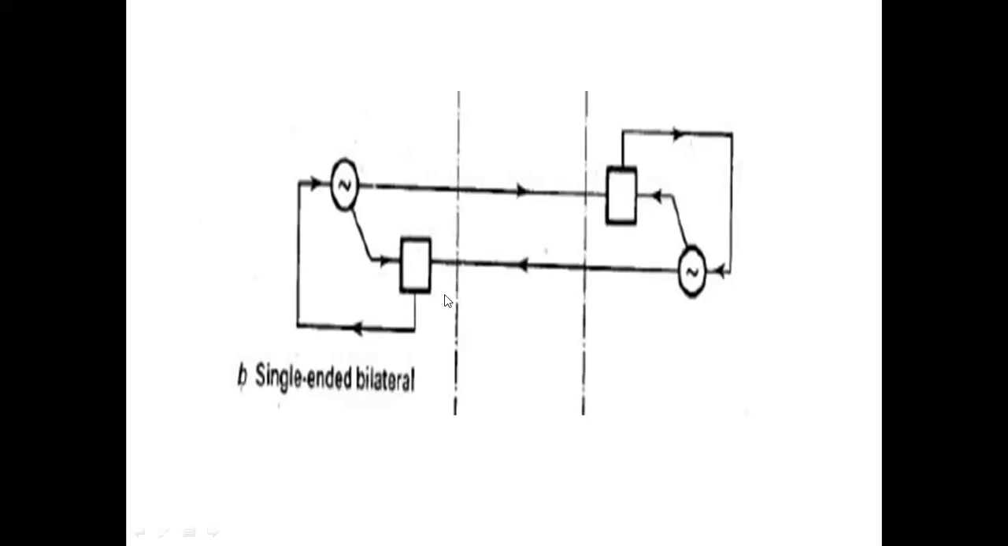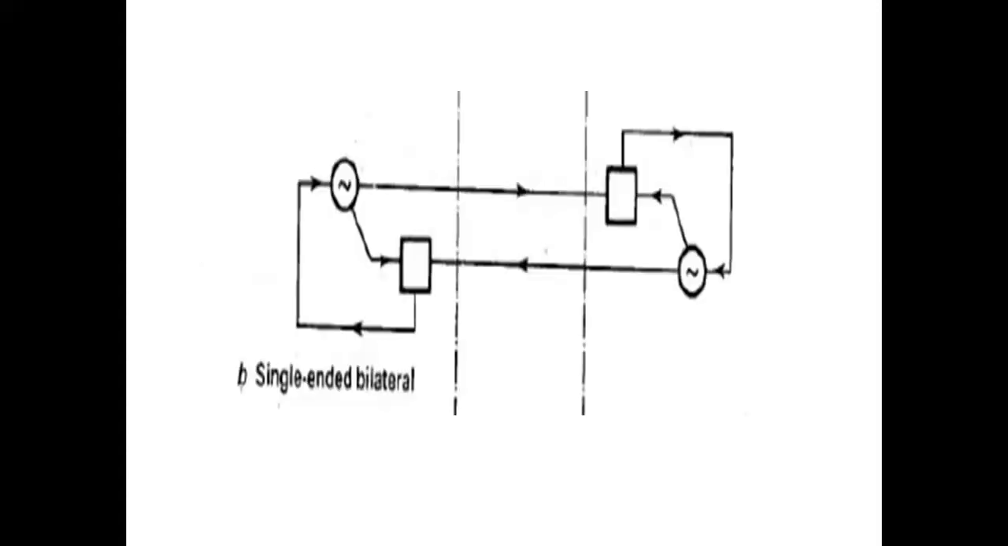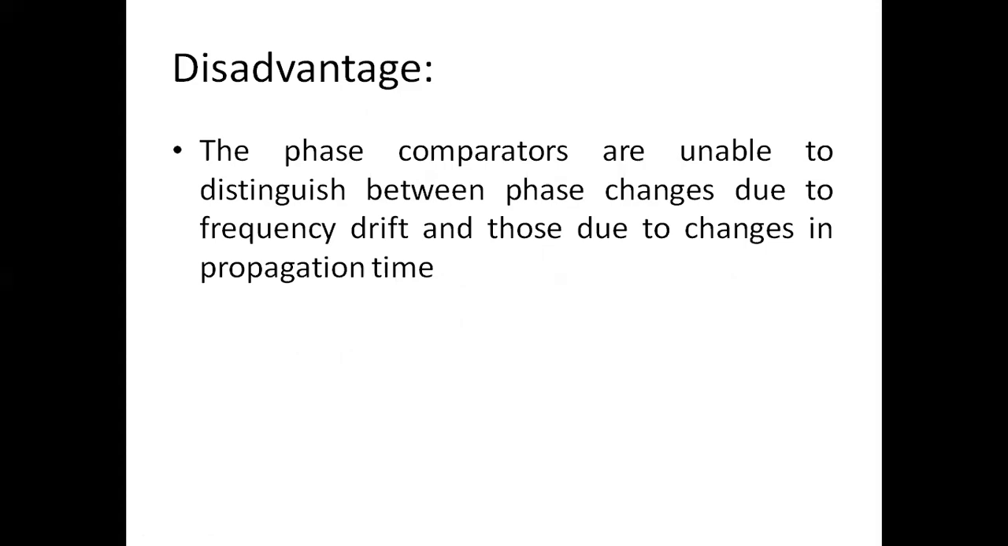Unlike the unilateral network, you have a comparator at both ends, with the intermediate sync network, and both come to an agreement on the average frequency of operation. The only disadvantage of using this single-ended system is that the frequency drift due to changes in propagation delay is not considered. How can it be overcome?